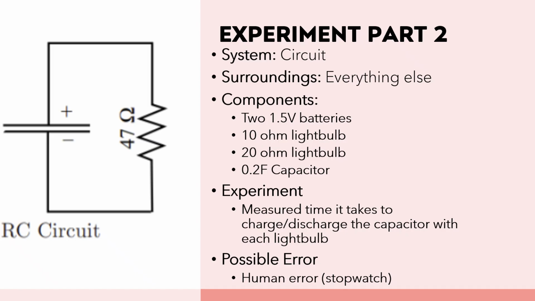Part two of the experiment, we used an RC circuit. The system was a circuit and the surroundings was everything else. The components were two 1.5 volt batteries, a 10 ohm light bulb, a 20 ohm light bulb, which we switched out, and a 0.2 F capacitor.